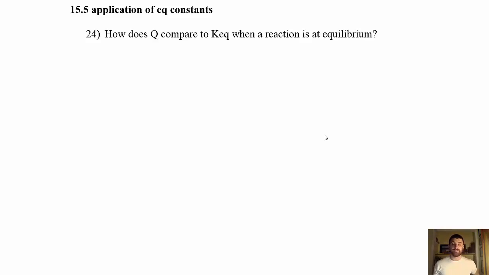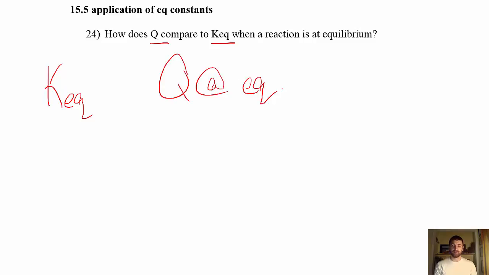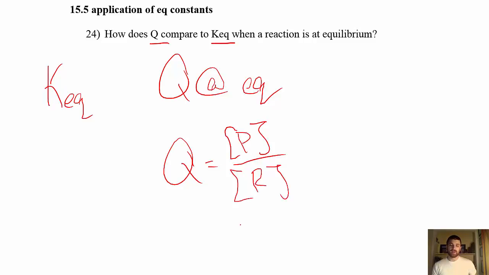Mr. Johnny here, looking at 15.5 application of equilibrium constant problems. So first question is, how does Q compare to KEQ when it's at equilibrium? So quick question is, well, what is the difference between Q and KEQ? So KEQ is basically Q at equilibrium. So Q is pretty much just what are the products concentration over the reactants at a specific time.